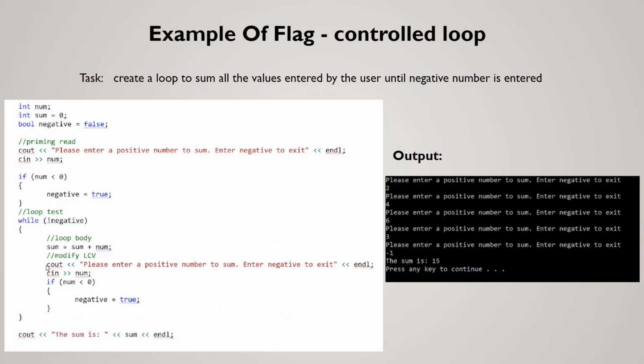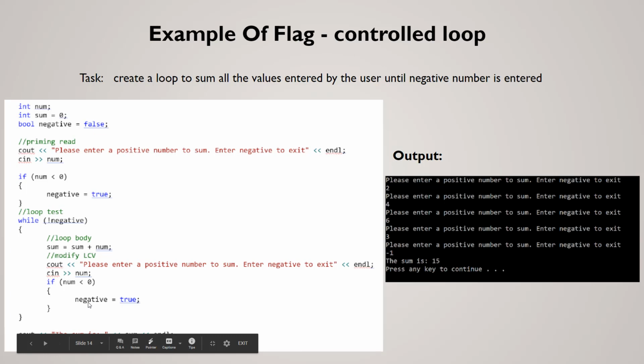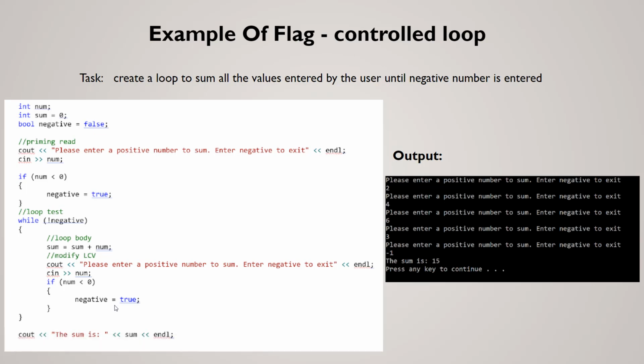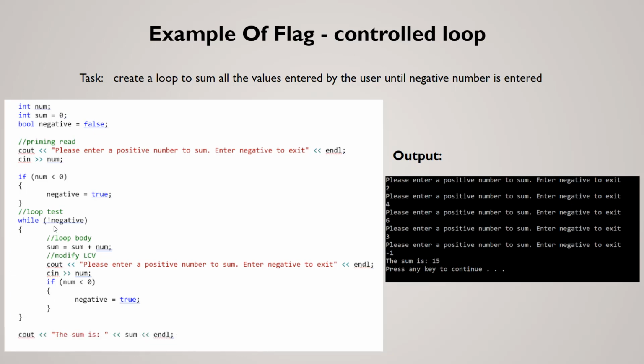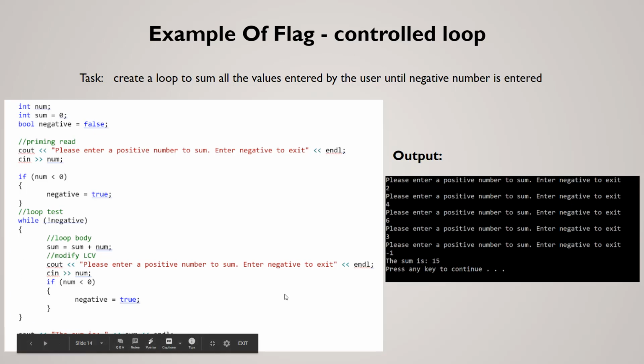So we ask the user to input another number. We get that number. And we say if that number is less than 0, set negative equal to true. Let's say that the user inputs negative 1 next. Is negative 1 less than 0? That's true. So we go in, negative gets true. Now when we go back to the top and we do our loop test, we will say not true. Well, not true evaluates to false. So we exit the loop and we are done.